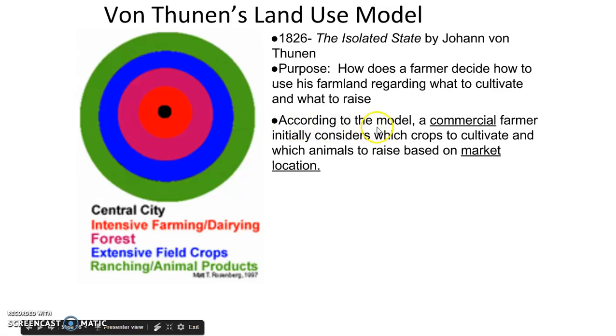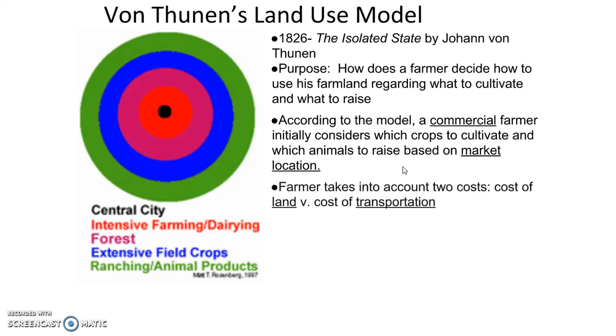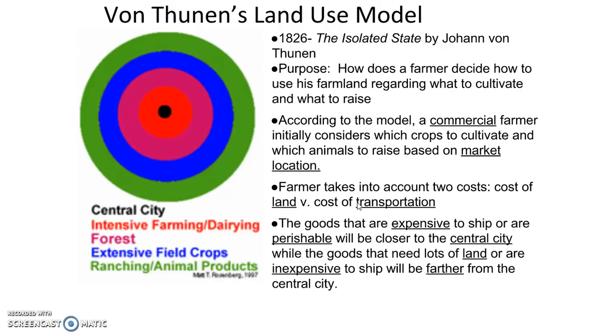So according to his model, a commercial farmer would initially consider which crops to cultivate and which animals to raise based on market location. So here's our market location at the center, in the central city. The farmer must take into account two main costs, the cost of the land and the cost of transportation. So cost of land and cost of transportation are the two most important costs in our von Thunen model.